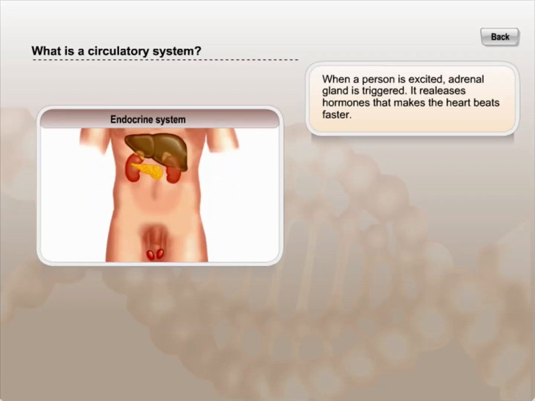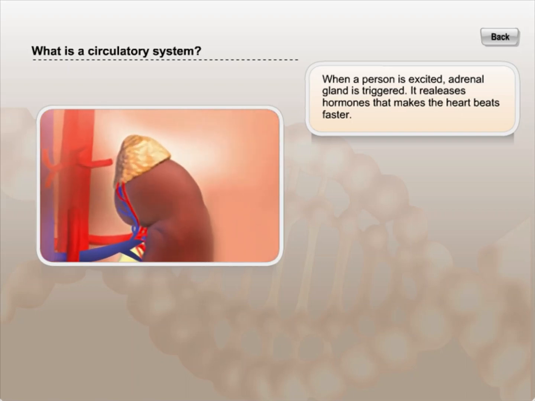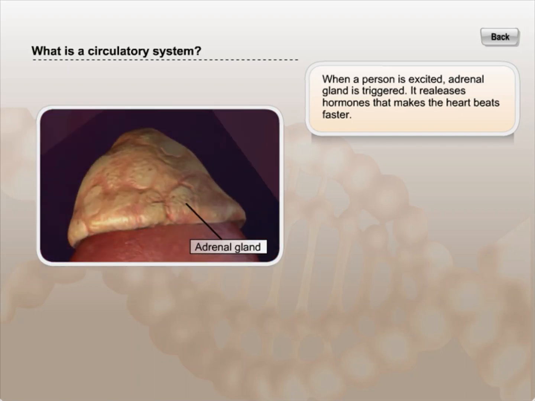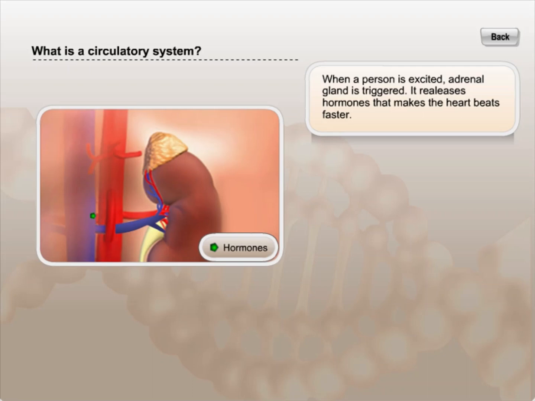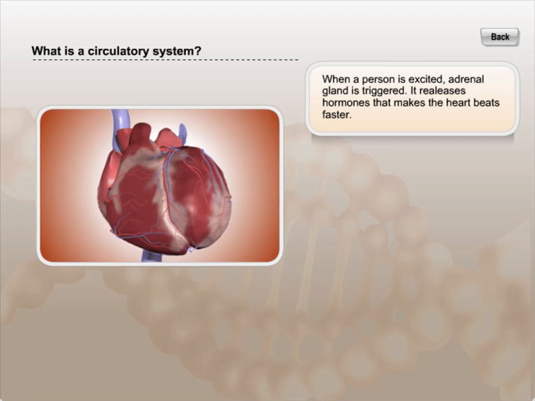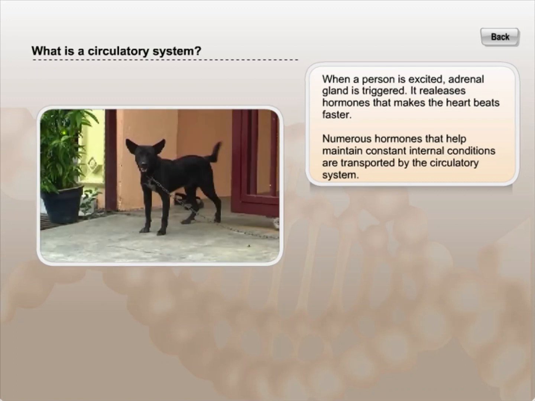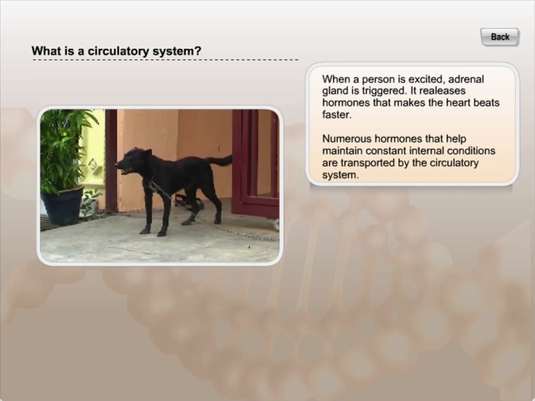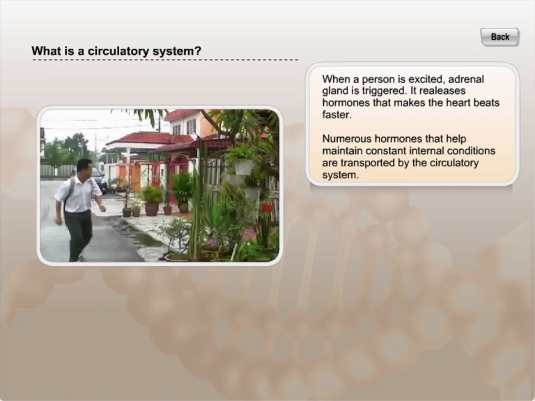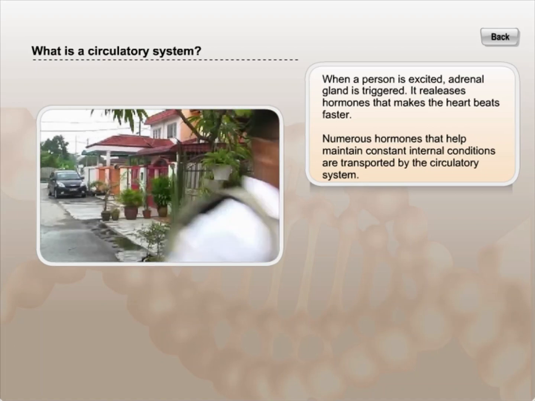When a person is excited, adrenal gland is triggered. It releases hormones that make the heart beat faster. Numerous hormones that help maintain constant internal conditions are transported by the circulatory system.